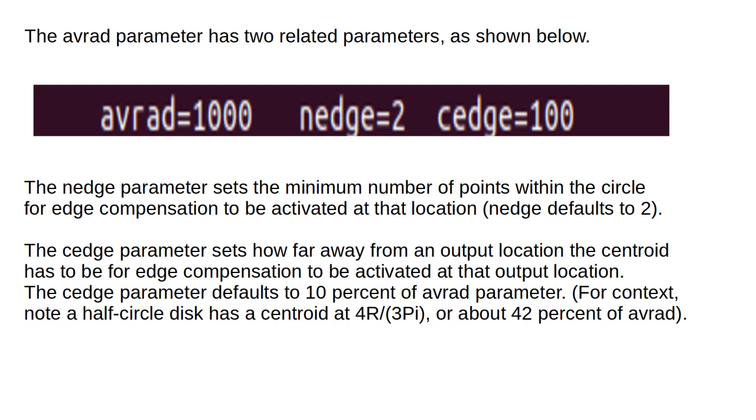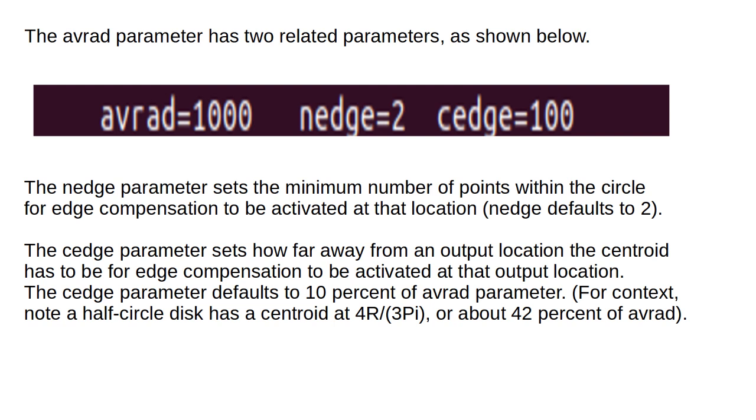The avrad parameter has two related parameters as shown below. The nedge parameter sets the minimum number of points within the circle for edge compensation to be activated at that location. Nedge defaults to 2. The sedge parameter sets how far away from an output location the centroid has to be for edge compensation to be activated at that output location. The sedge parameter defaults to 10% of avrad parameter. For context, note that a half-circle disk has a centroid at 4r divided by 3 pi, or about 42% of the radius.